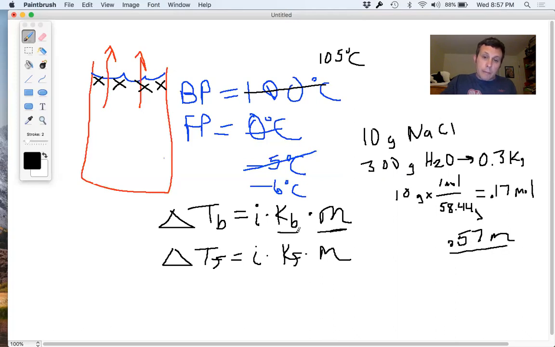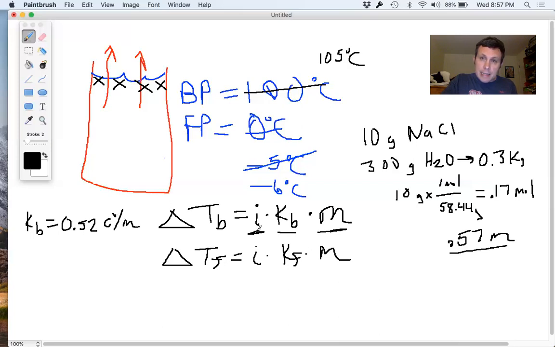Then what I do is I look up Kb for water. Kb for water, it turns out, is 0.52 Celsius degrees per molal. What that means is, for every molality of this concentration, the boiling point will increase by 0.52. So a 1 molal solution will go up by 0.52, a 2 molal will go up by 1.04, etc.